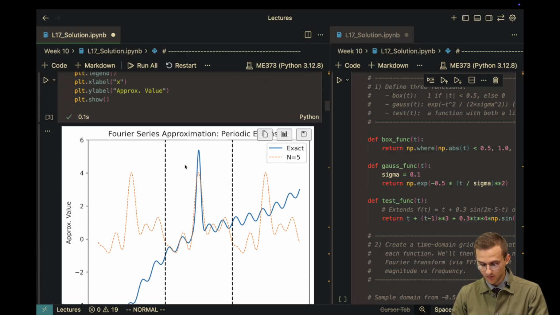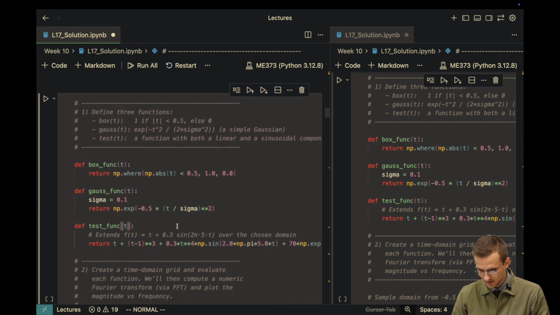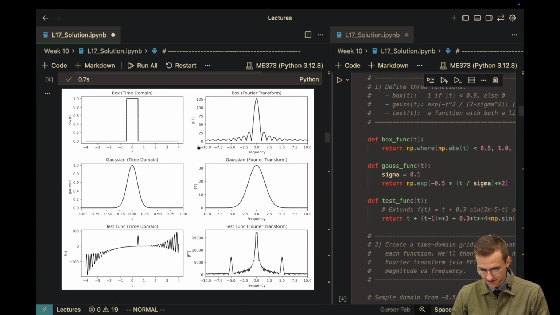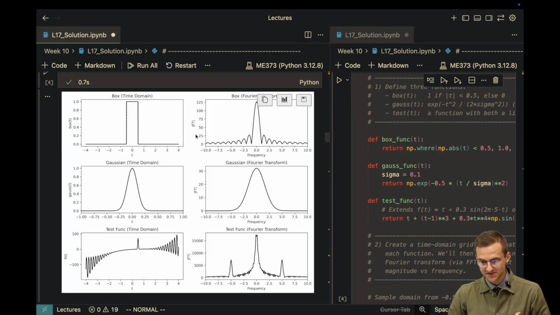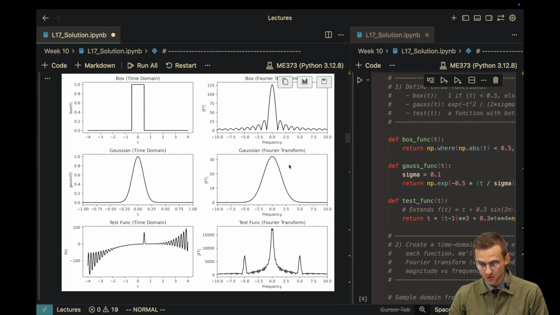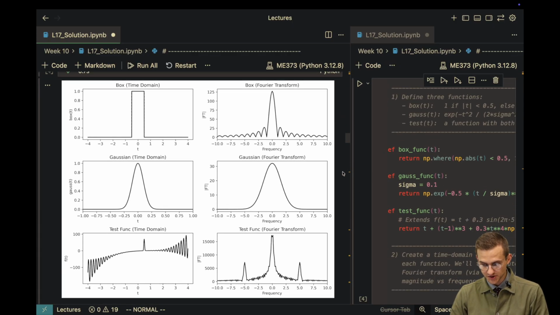But that gives you an idea of the fact that the Fourier series is giving you an approximation of the periodic extension of a function. Okay, and then I think here I wanted to show you what the Fourier transform of different function shapes look like. This is very important and fundamental to signal processing. Like the box or square pulse in the Fourier domain is what's called a sinc function.